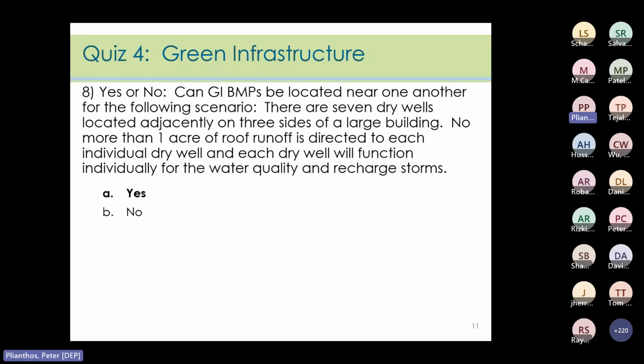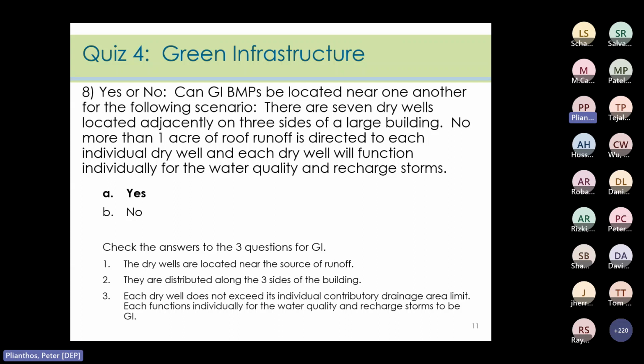The answer is yes. The material is covered in slide 13 of the GI fact sheet presentation from earlier today related to this question, and you can find more information about this setup on the GI fact sheet itself. The important factor here is making sure the answers to the 3 questions for GI are yes.